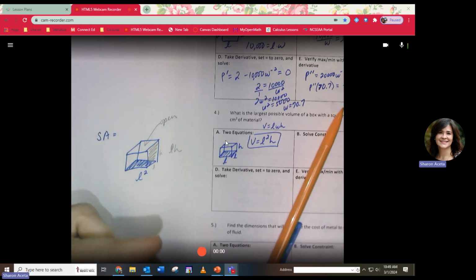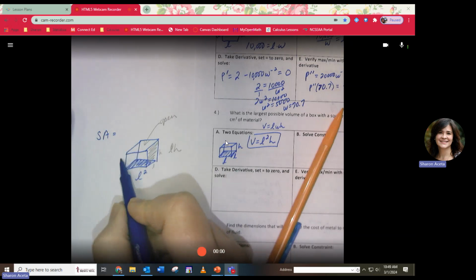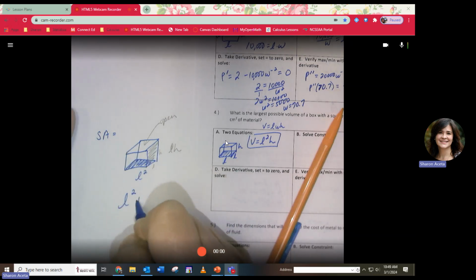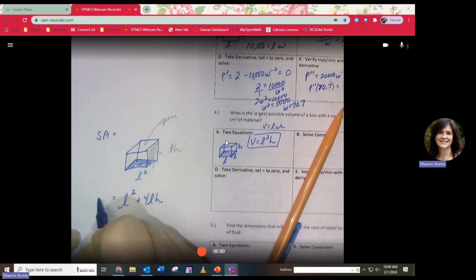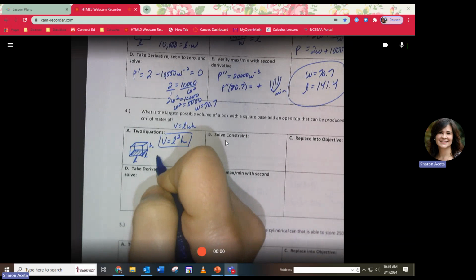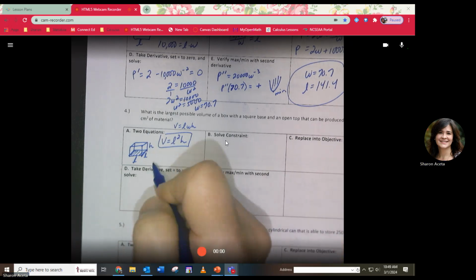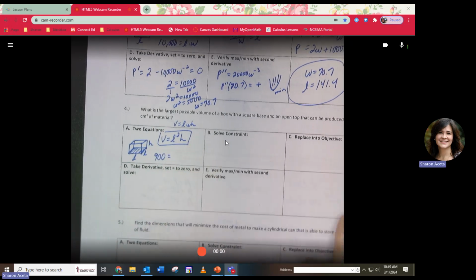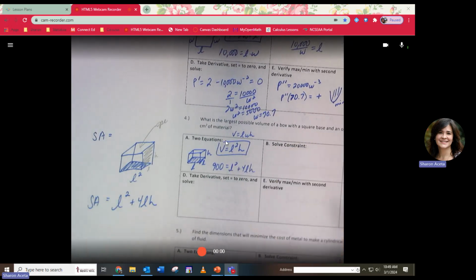So I have an L squared on the bottom, and then I have 4 sides going around, so 4 LHs, and then the top is open. So this would be my surface area formula. So that's the second formula I'm going to use. So I'm going to write surface area, which they told us actually up here was 900 centimeters squared of material. So 900 equals this formula, L squared plus 4LH.